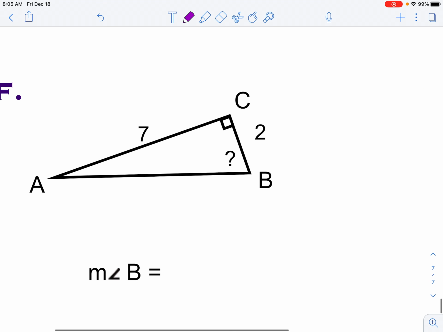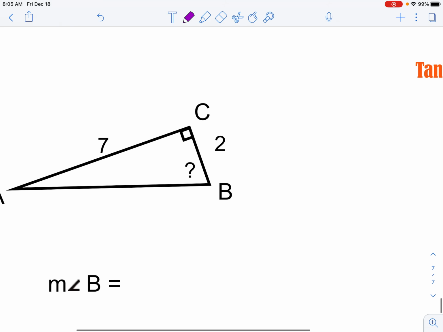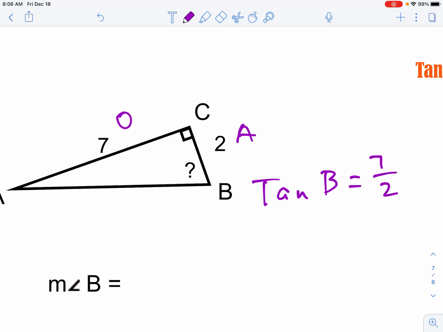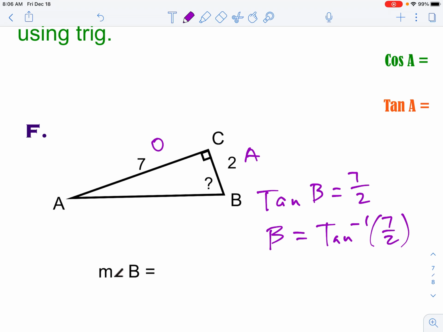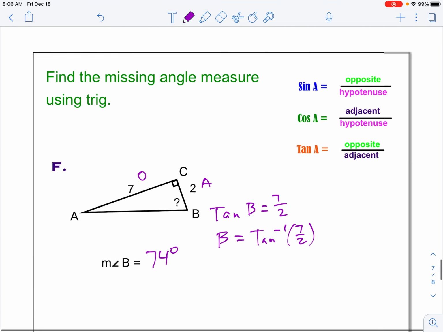And last but not least, this is opposite and adjacent, not hypotenuse, which is tangent, TOA, right? So tangent of B is equal to opposite over adjacent. So angle B is going to equal the tangent inverse of 7 over 2. Again, the only time we're using that inverse function is when we're solving for an angle, when we're actually getting the angle. Tangent inverse of 7 halves is 74.05, or 74 degrees.